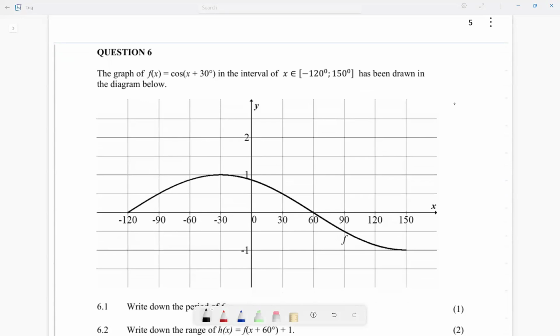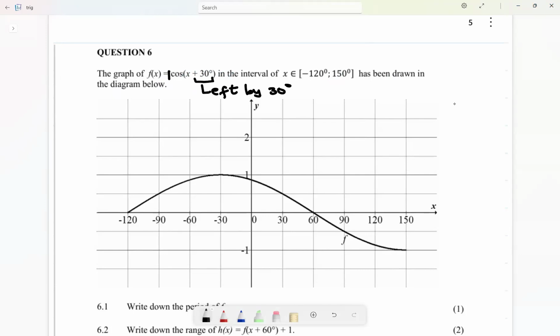It says the graph of f of x is equal to cos of (x plus 30) in the interval. Now I want us to analyze this. Can you see we have a horizontal shift here? So it tells you this graph of cos was shifted. Remember, if p is positive, it shifted towards the left, by 30 degrees.